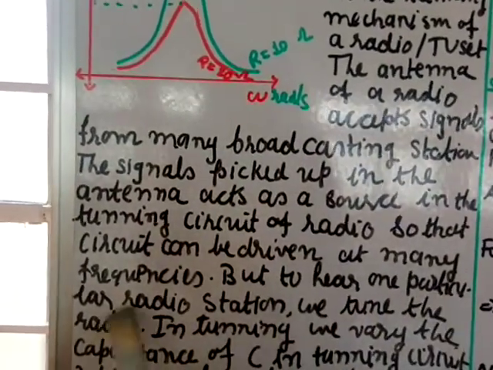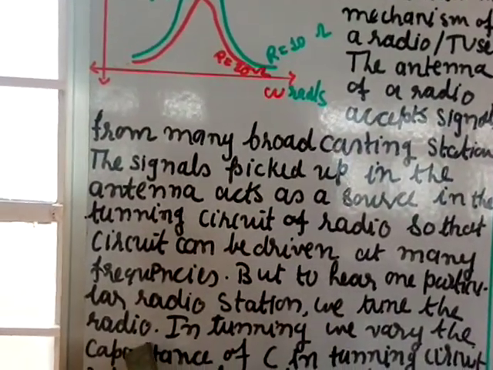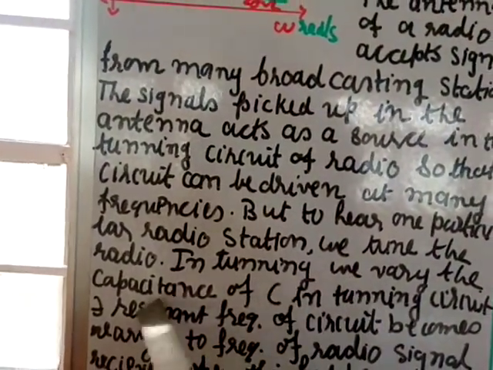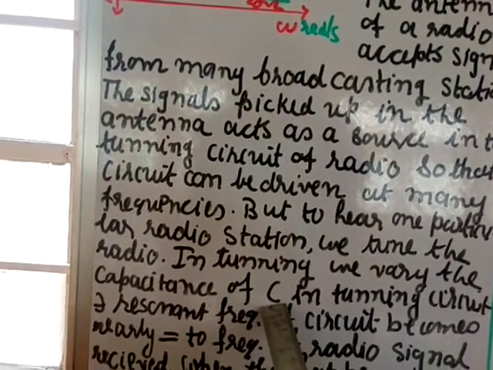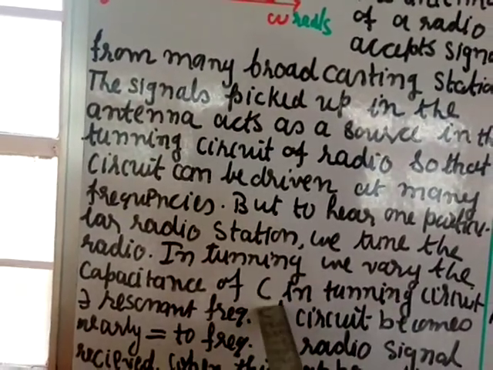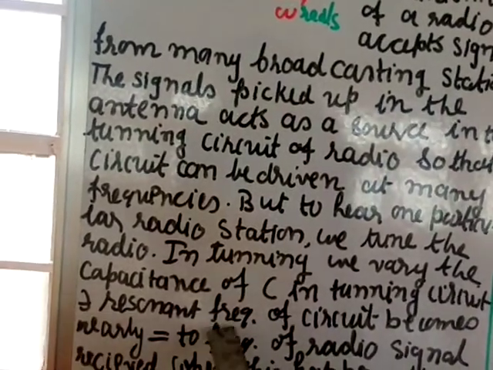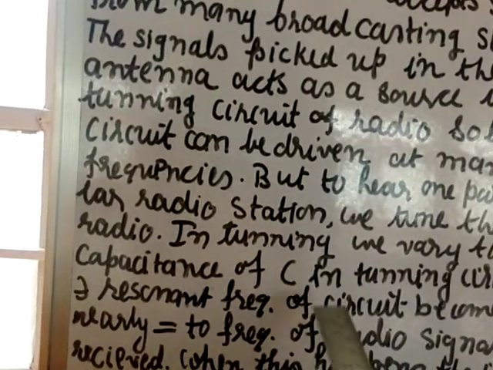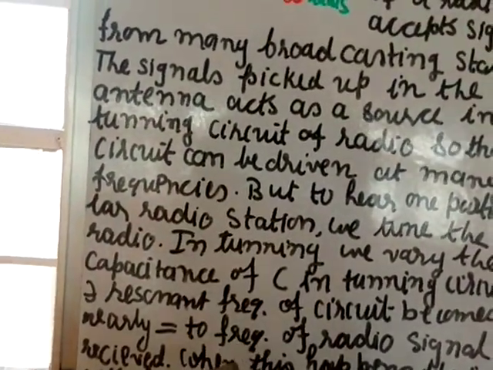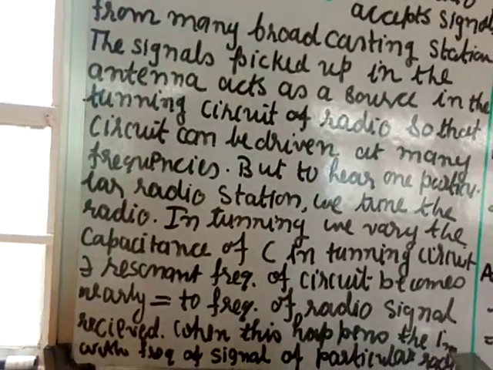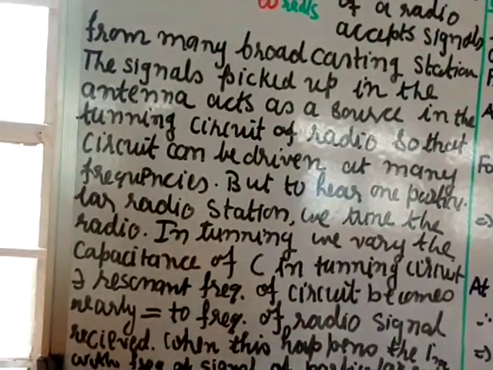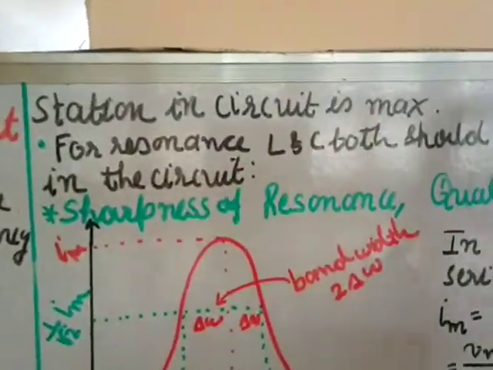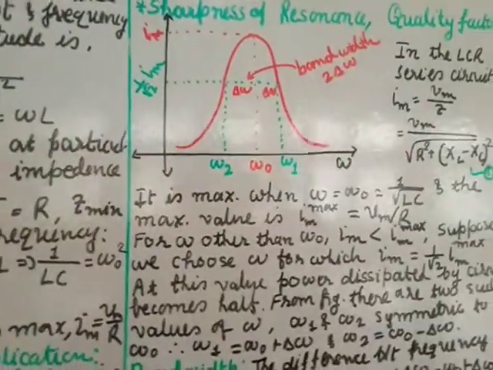But to hear one particular radio station, we tune the radio. In tuning, we vary the capacitance C in the tuning circuit such that the resonant frequency of the circuit becomes nearly equal to the frequency of the radio signal received. When this happens, the amplitude of the current at the frequency of that particular radio station's signal is maximum, and we can hear the radio properly.